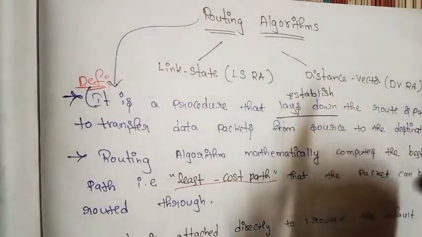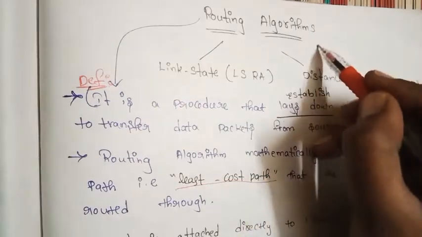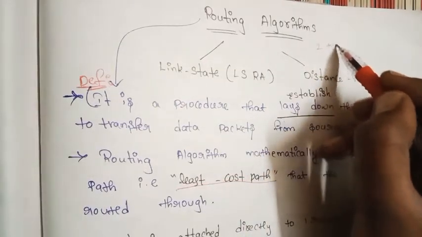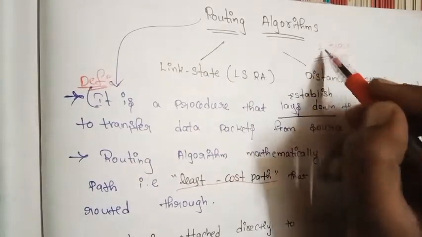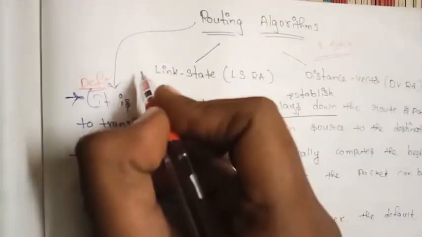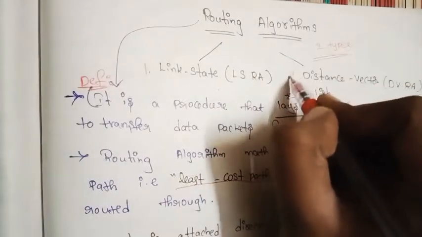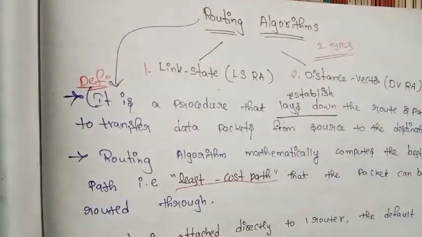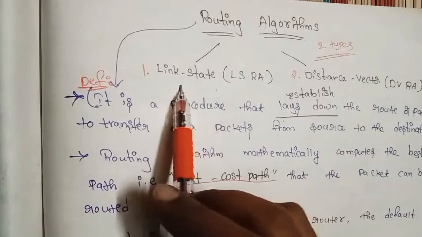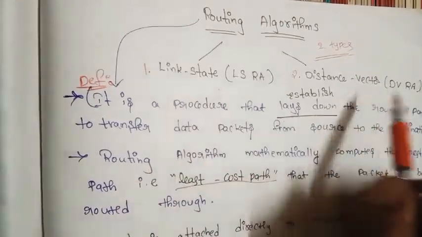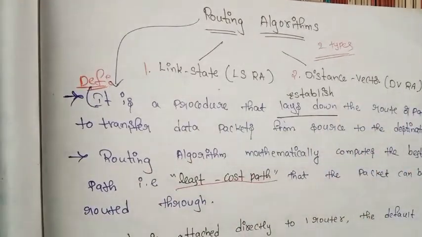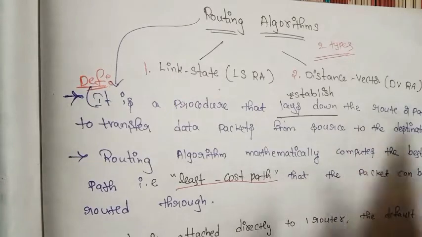Then there are two types of routing algorithms. The two types are, first, the link state routing algorithm and, second, the distance vector routing algorithm. Link state routing algorithm and distance vector routing algorithm. Let us see the first one, the link state routing algorithm.